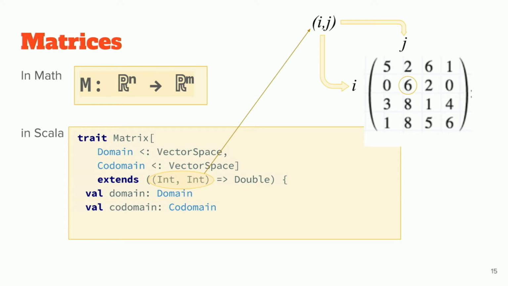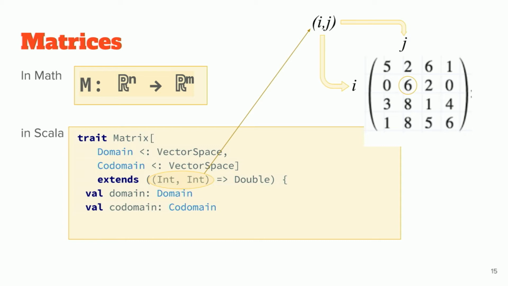So a matrix is declared as this. We have a domain, that's where the matrix is applied, and we have a codomain. It extends just a function from a pair of indices to a double value. So that's how it is. We have this index, like i and j, and it points to a value inside that matrix.